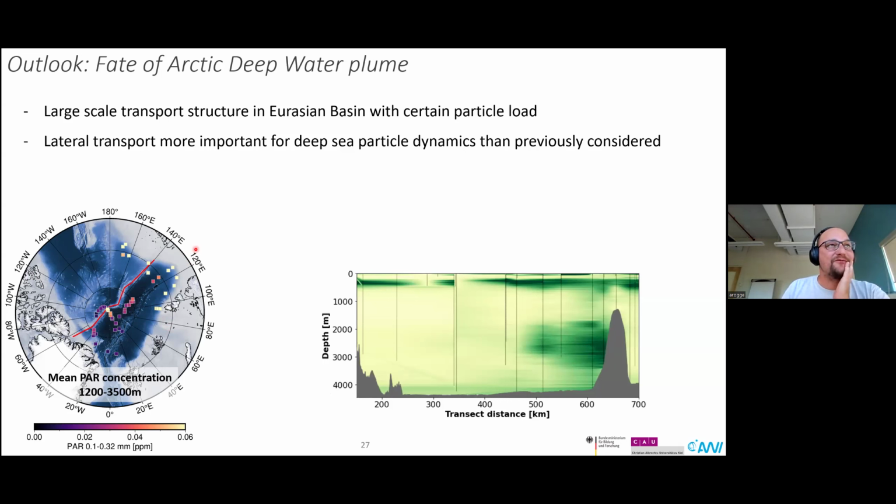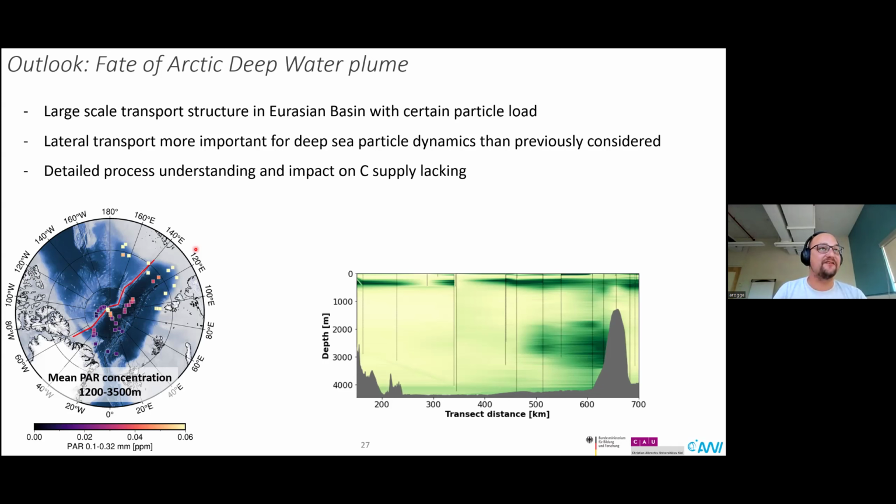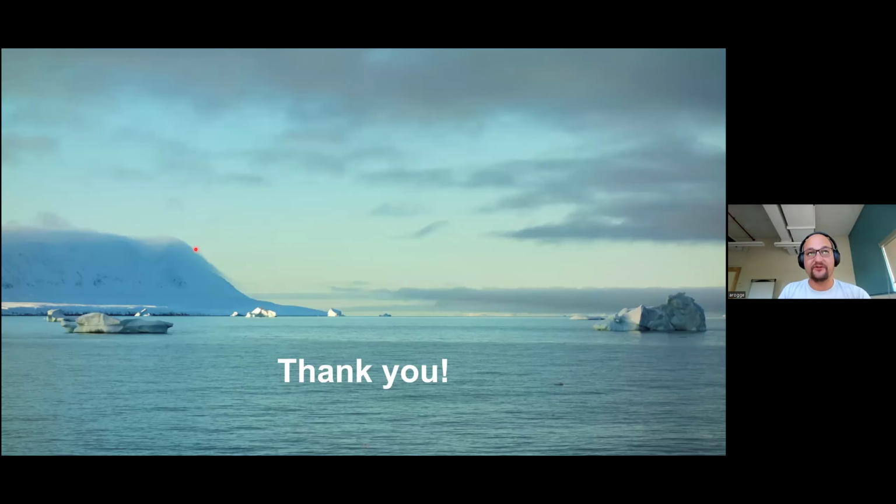And this means that lateral transport is more important for the deep sea in the Eurasian Basin than previously considered. So it's not only the vertical transport, there are large areas where we have an inflow of particles from distant sources. But the detailed process understanding and also the impact on the carbon supply, so the quantification, is still lacking, and I'm working on that. So that's the status now. And with that, I want to thank you very much.